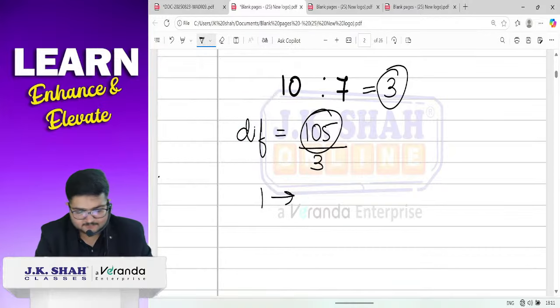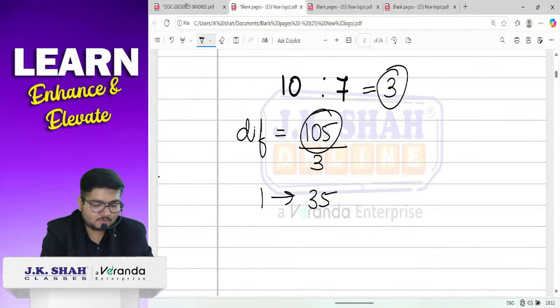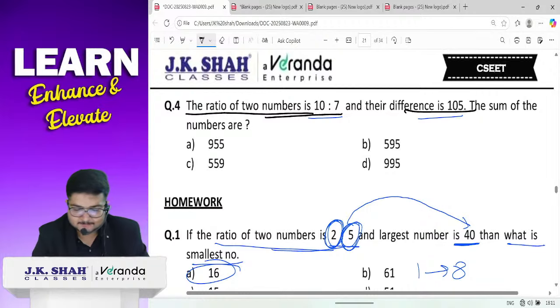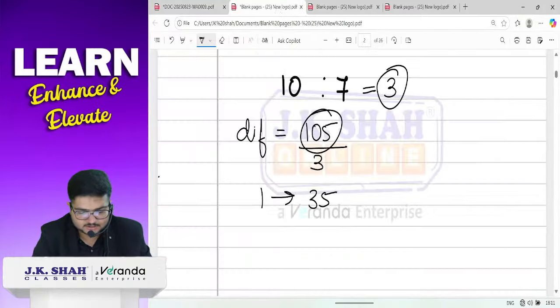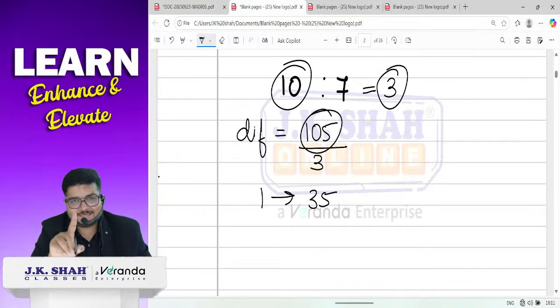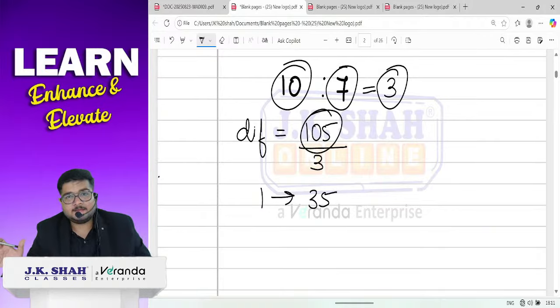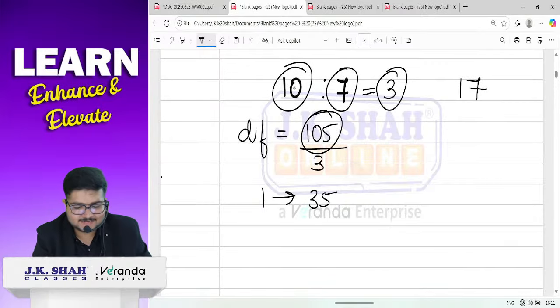Everybody with me? 1 part equals 35. Now what they have asked you is very interesting. Find the sum of both the numbers. Sir, how can we find the sum of both the numbers? So tell me. The bigger number is getting 10 parts. The smaller number is getting 7 parts. Together they will get 17 parts. 10 plus 7 equals 17.